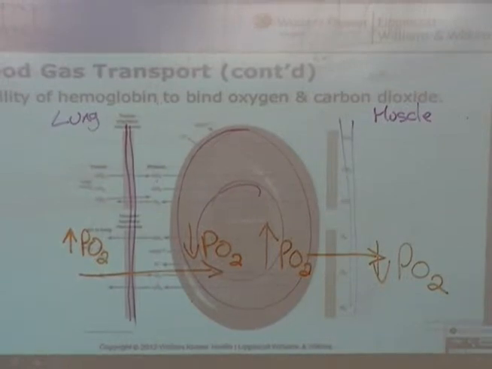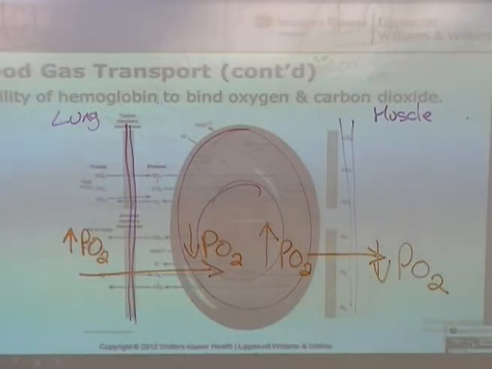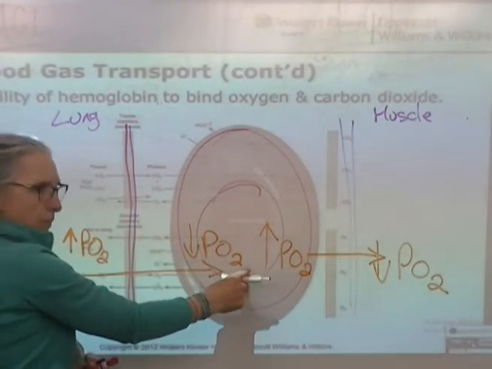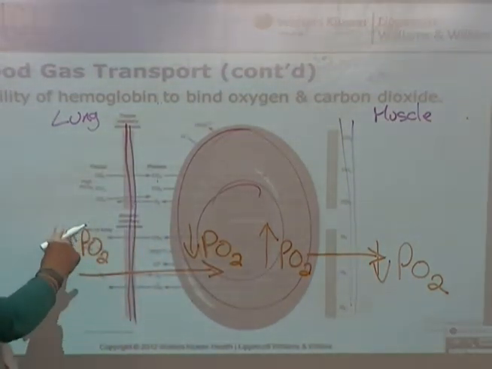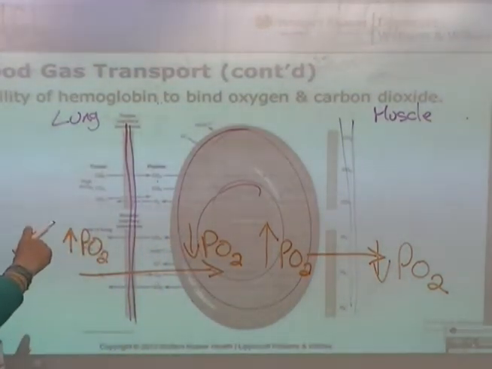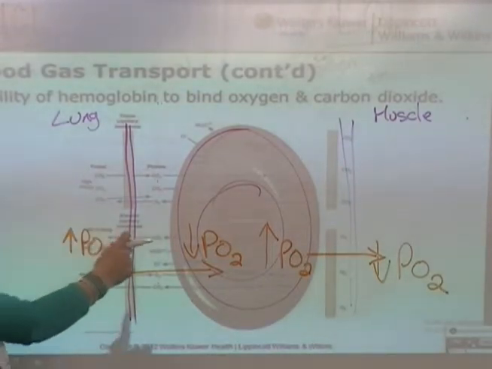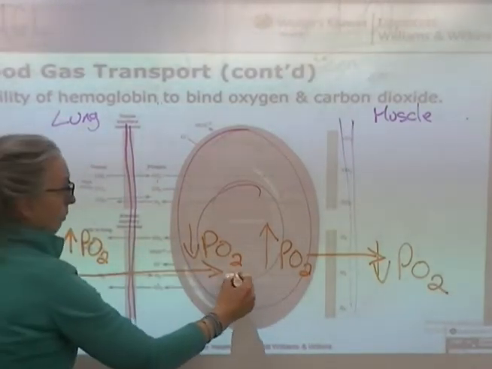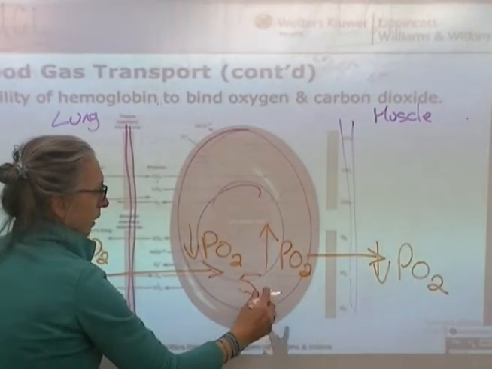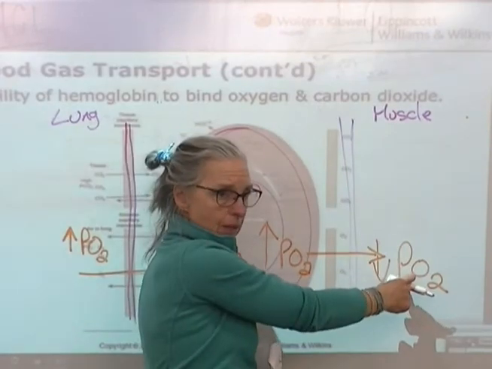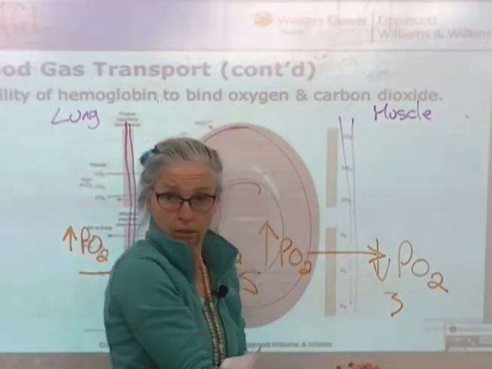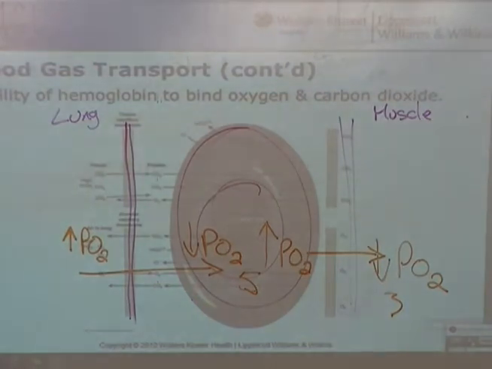You have to remember the high-low is not a number here. The high-low is this in comparison to the other side of the membrane. So this number could be 5. It can still be 5, but 5 is now higher than it is in the muscle tissue that is 3. And numbers are arbitrary.